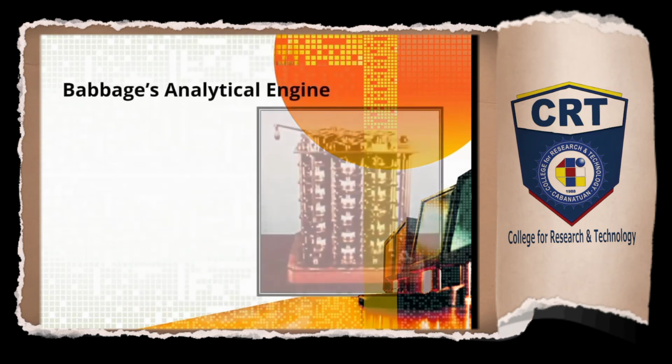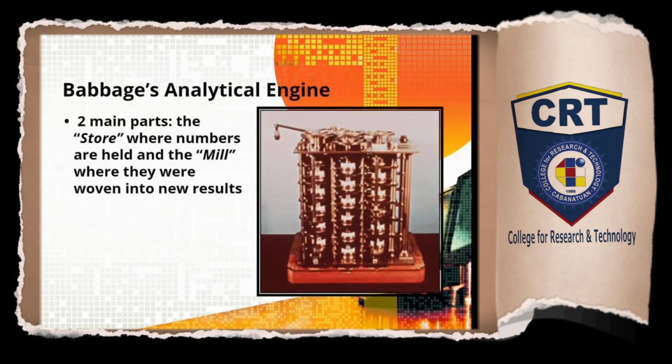Babbage's Analytical Engine had two main parts: the store, where the numbers are held, and the mill, where they are moved to produce a new result.